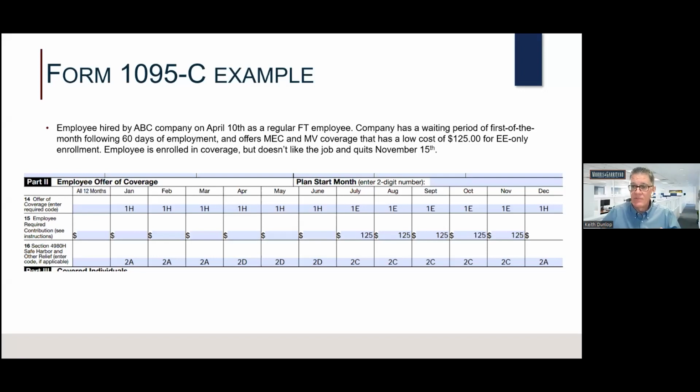And the answer is yes. I sometimes audit 1095s and only part of the year is filled out. The rest of the year is blank. The entire form for all 12 months has to be filled out. Okay, so back to this form.